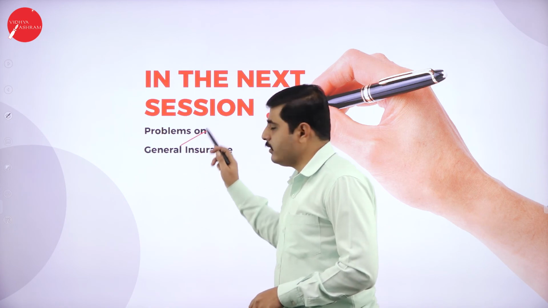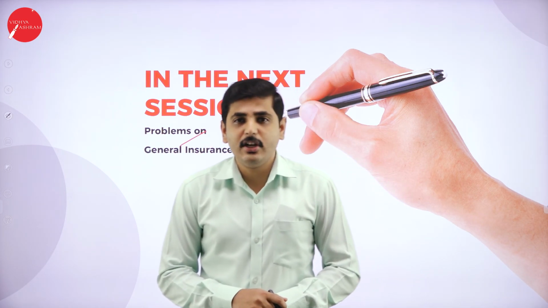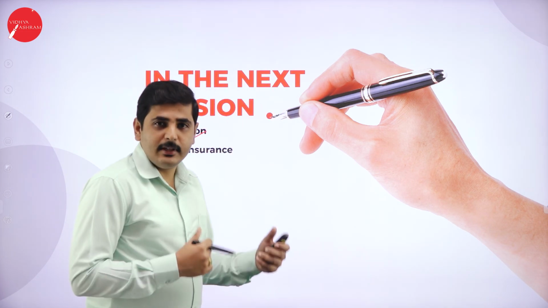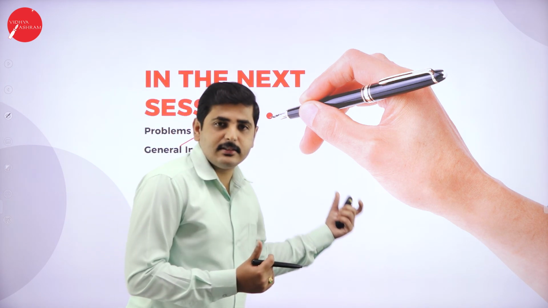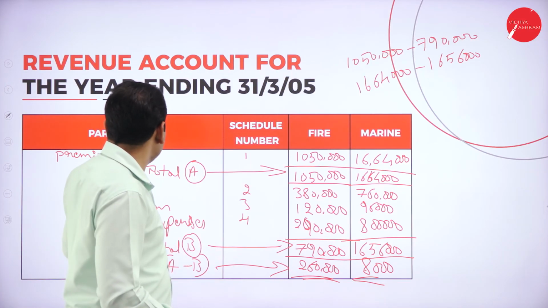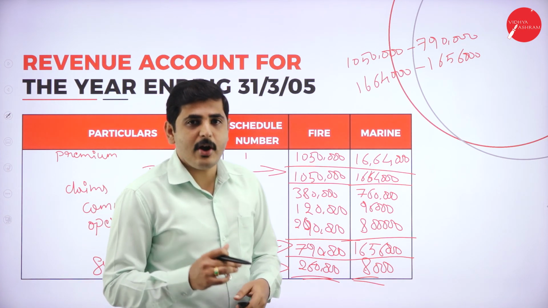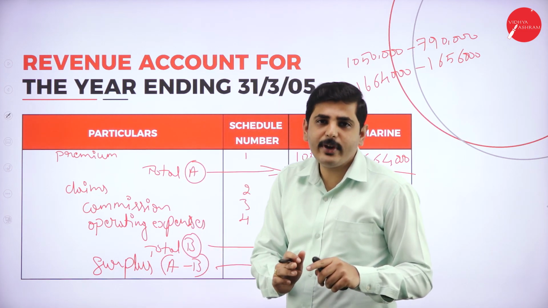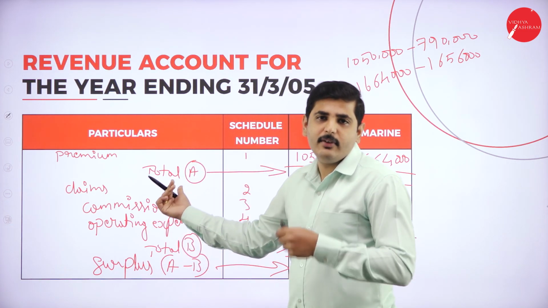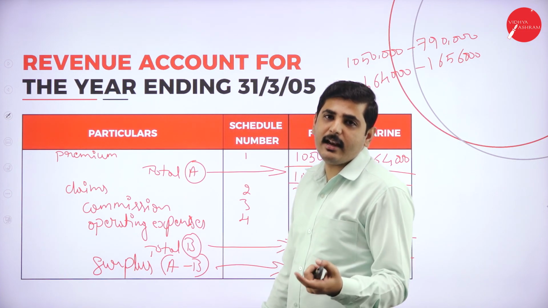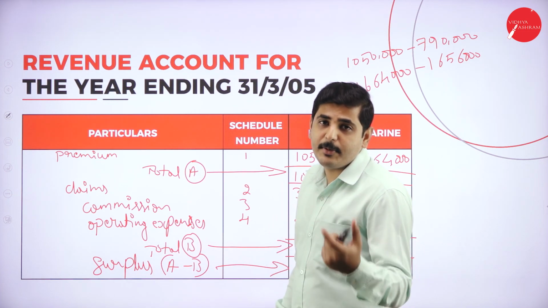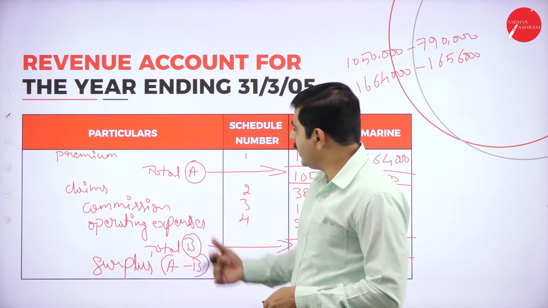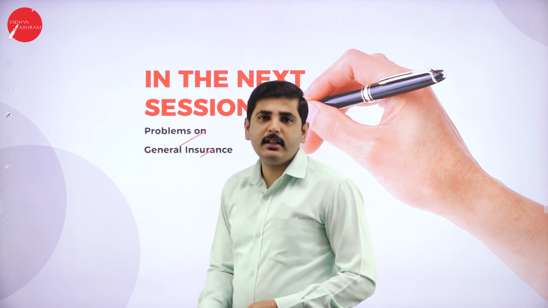In the next session we'll solve one more problem regarding general insurance for 10 marks, with profit and loss account also. 1 or 2 problems we will solve. In some years they have asked questions where, after doing the revenue account, sometimes you have to prepare the profit and loss account also. It is also a small format, don't worry, it is very easy. If they give outstanding salary or other expenses, depreciation, everything comes in the profit and loss account. How to solve that type of problem we will see in the next session. Till then, thank you so much.